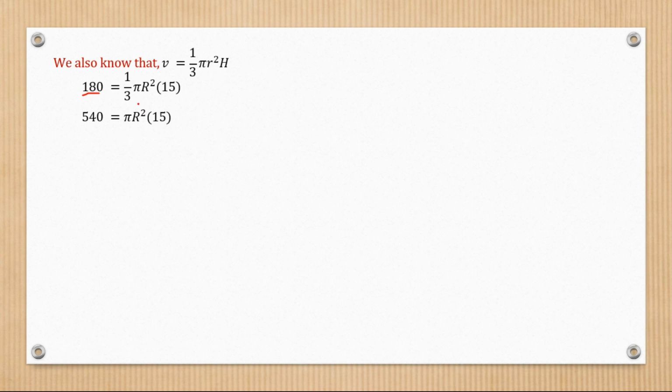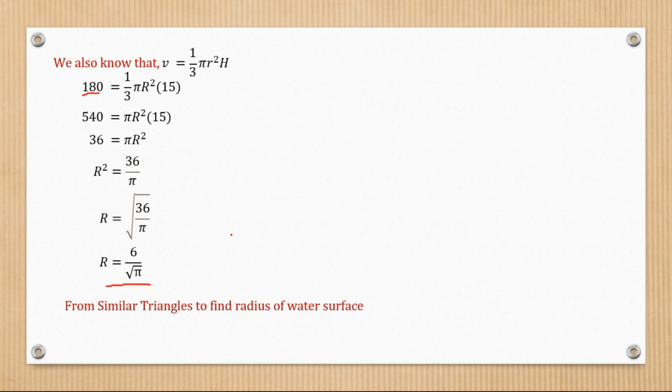Alright, so next I can cross multiply. This 3 multiplies the 180 and I get 540. Divide both sides by 15 and I get 36 equal to pi capital R squared. If I make capital R squared the subject, I have 36 over pi, of which the square root is 6 over root pi. So now I know the radius of the cone, or the radius of the water surface when it is full. Next I need to find the radius of the water, small r, at a point where the time that had passed was only 7.5 seconds. So I'm going to use the knowledge that I have here.